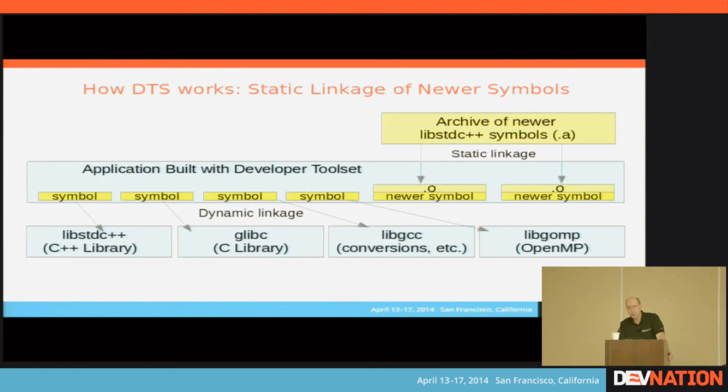So an application running on an existing version of RHEL, if it was developed with the native version of the compiler, just uses the dynamic libraries. If it was developed with the DTS, it uses the native dynamic libraries plus the static libraries linked to the application.